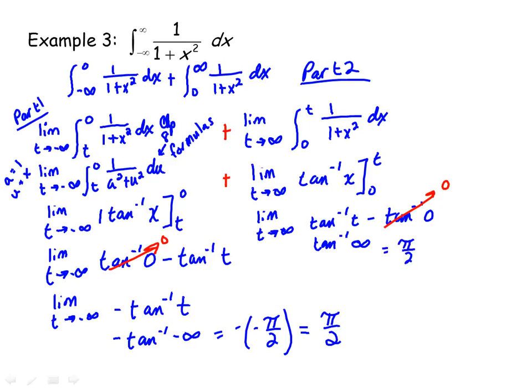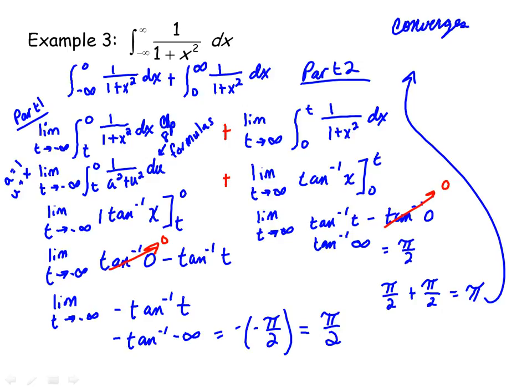Now if we add these together, pi over 2 plus pi over 2, it converges. Let's put it up here, in the rule about infinity, number 8 there.